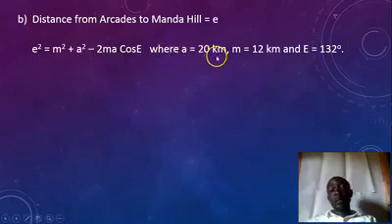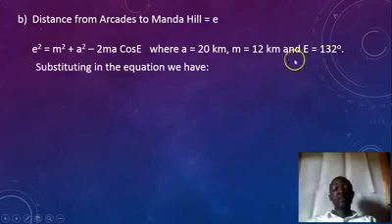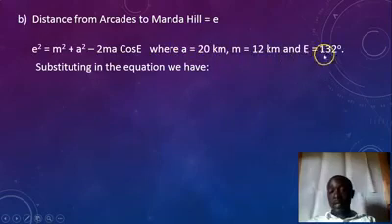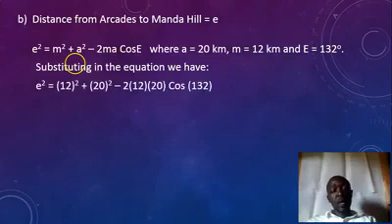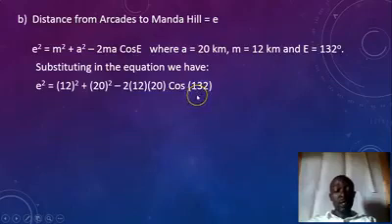Where A is 20 kilometers, M is 12 kilometers, and the angle E is 132 degrees. Substituting these numbers into the equation, we have E squared is equal to 12 squared plus 20 squared minus 2 times 12 times 20 cosine 132. So remember to include the brackets that I've included here. It's very important in mathematics, especially for the angle 132 degrees, it has to be in brackets.